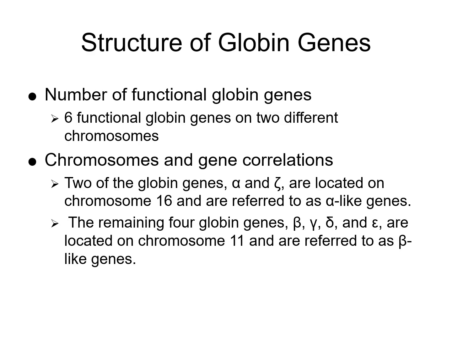All right, so for a globin gene overview, there are 6 functional globin genes which are involved in hemoglobin synthesis. These genes are distributed on 2 different chromosomes. Chromosome 16 contains the alpha-like globin genes, which are alpha and zeta, and chromosome 11 contains the beta-like globin genes, which are beta, gamma, delta, and epsilon.